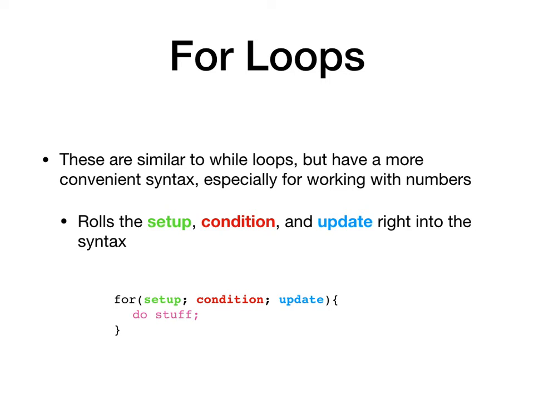So, now that we've cleared that up, let's look at another kind of loop available to us in JavaScript, for loops. So, for loops are similar to while loops. They're more convenient because they put everything in one place. It rolls that whole setup, condition, update idea into the declaration of the loop.